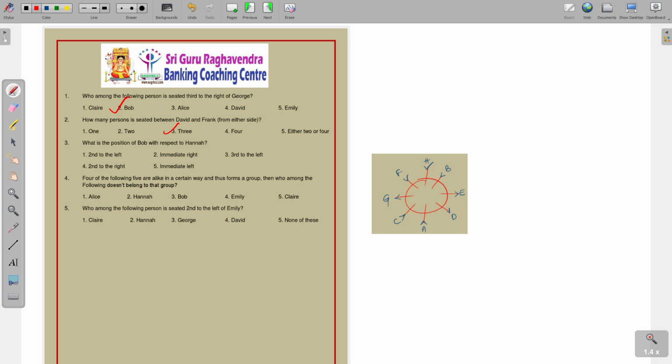What is the position of B with respect to H? So B here and H here. From H, B is on the immediate left side. So after question number 4, which among the following does not belong to the group? So see, A, H, B, E and C. A is inside and next H is inside and B is inside, E is outside and next C is inside. So E, Emily, is the odd one out.